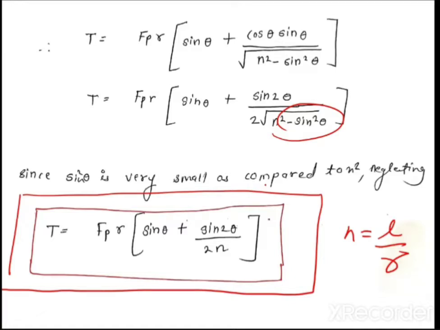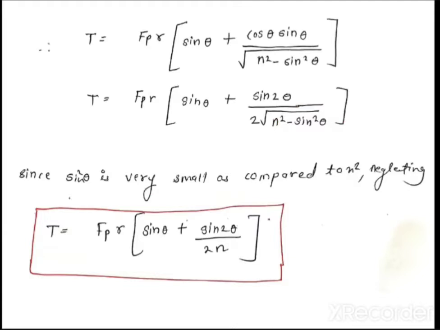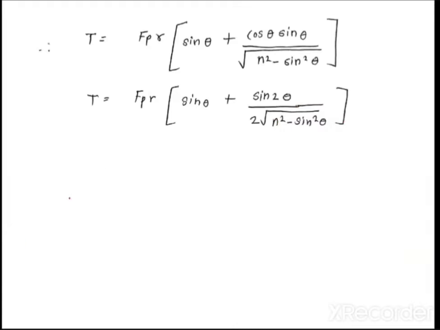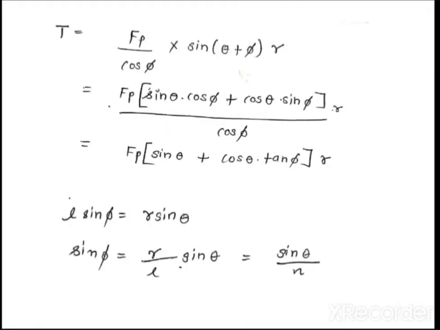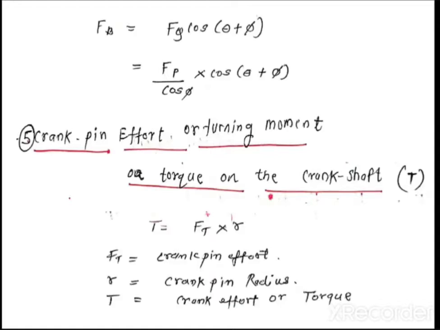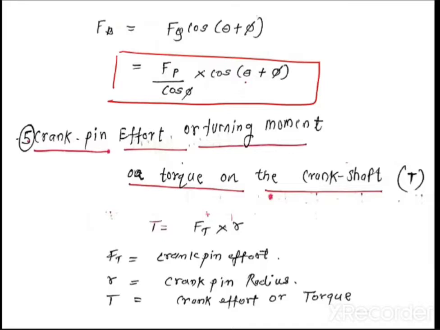So what I have done, guys, I have taken a case study of a slider crank mechanism, an IC engine component, and I have derived formulas for the forces acting on it. Now tell me, have you understood this or not? See how many formulas I have derived. I have derived a formula for T. Then I have derived a formula for FB. What is FB? FB is equal to Fp upon cos phi into cos theta plus phi.